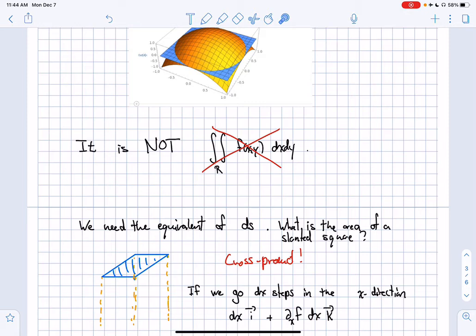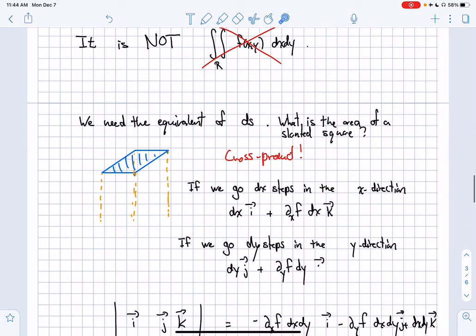So what are the vectors that are relevant here? Well, it's the vector that tells me the direction of that slanted square. If I move dx in the x direction, then I'm going to go up by how much? By the partial derivative of f with respect to x, times dx. That's the definition of the partial derivative, right? How much the height changes if I move dx.